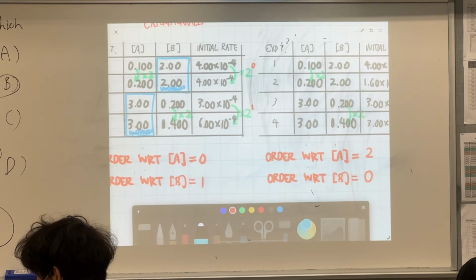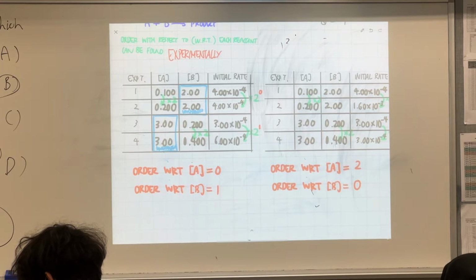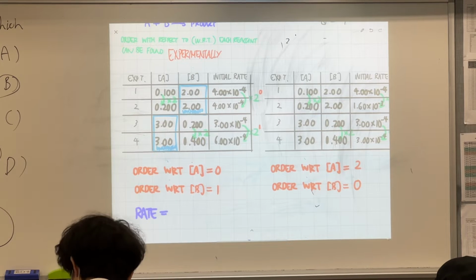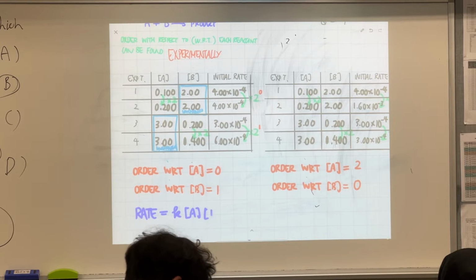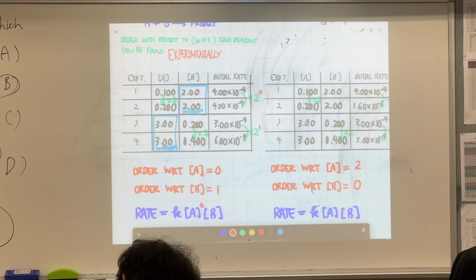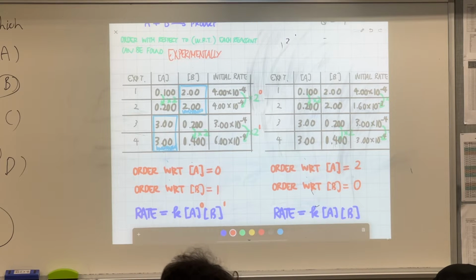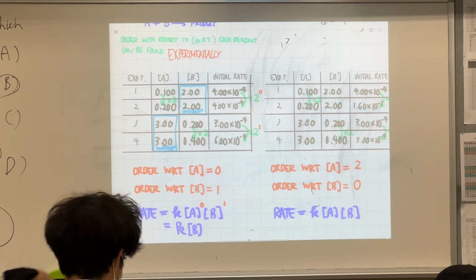And depending on which conclusion you have made in here, the rate equation will be different. Can anyone tell me what's the rate equation for the first set of data? It will be rate equals K, A to the power of 0, B to the power of 1. Yes, okay. And that means you can choose not to show A at all in the equation because any number raised to 0 power is 1. So you can simplify that. So you have K, B to the power of 1.